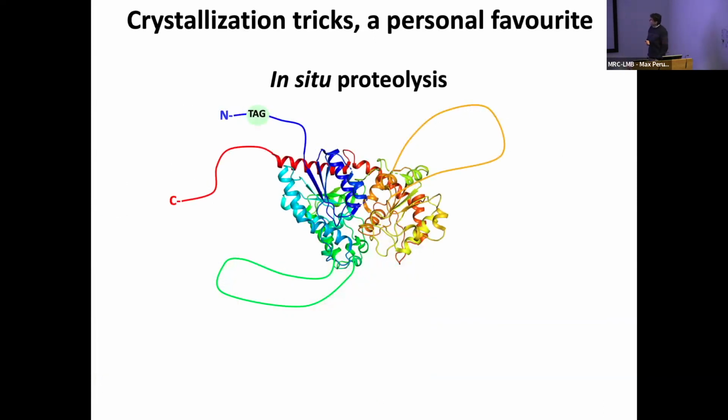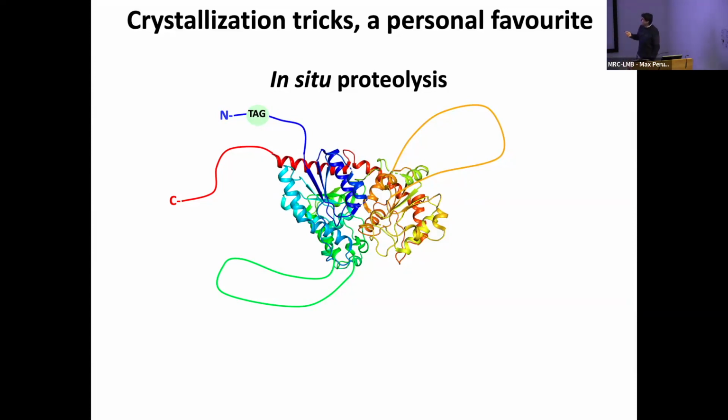And I want to talk to you about a nice tip that has helped many people with their projects. I think it's good that you know about this. It's called in situ proteolysis. Let's say you want to crystallize your protein, but unfortunately your protein has many unfolded loops that are going to create a problem to form a crystal packing.